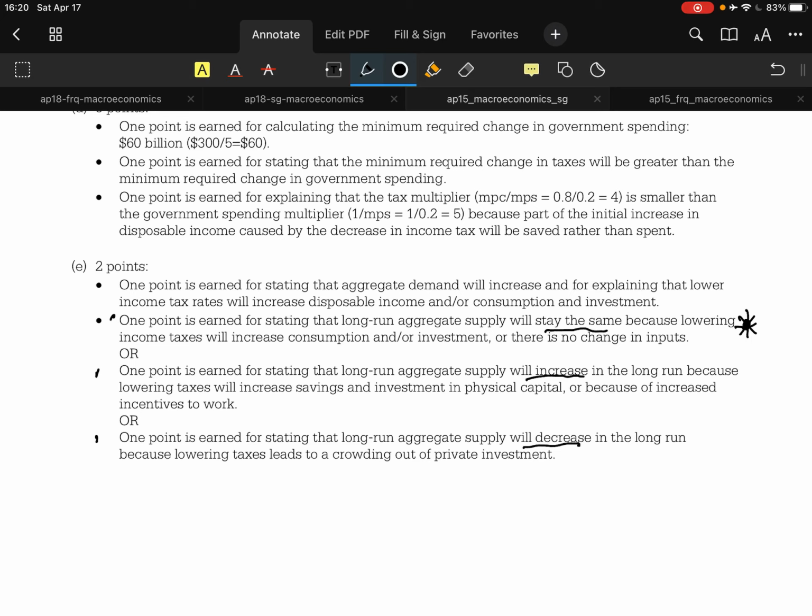The increase argument, again, is that savings lead to more investment, which leads to more capital formation, which leads to more growth, which you're familiar with from other questions. And then the last point is earned for stating that LRAS will decrease in the long run because lowering taxes leads to a crowding out of private investment.